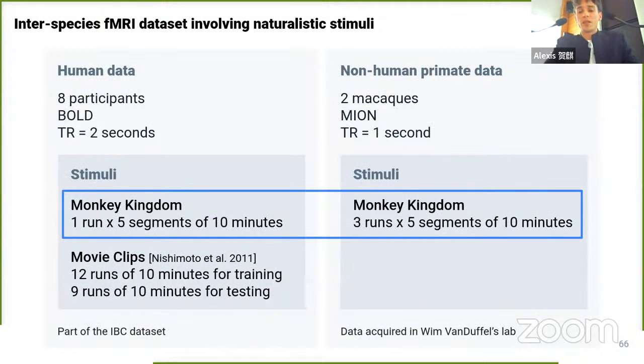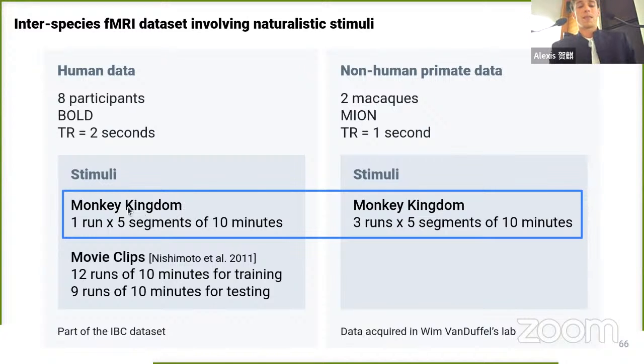The dataset that we rely on is the following. For the human data part, it consists of 8 participants from the IBC dataset. For the non-human primate data, it consists of 2 macaques that were scanned in Wim van der Vel's lab. Both species will be looking at a Disney documentary entitled Monkey Kingdom, which is mostly a 1-hour-long movie featuring images of macaques interacting, fighting, eating, etc.